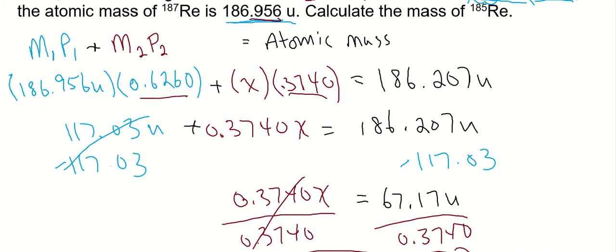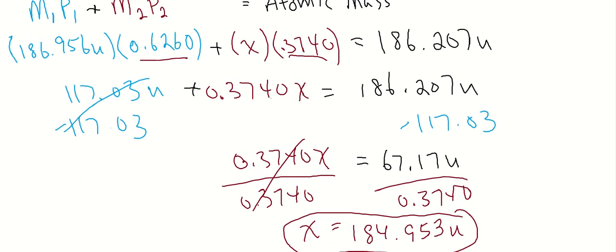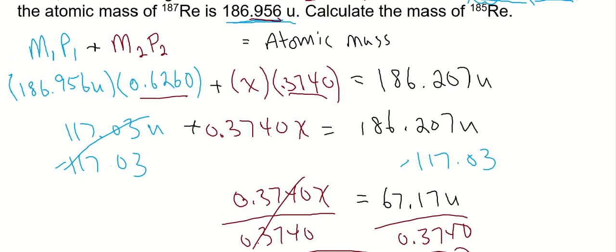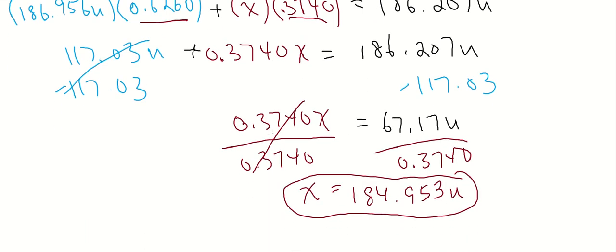So on our test, on these kinds of problems where we give you the atomic mass and we give you this stuff and we ask you to find one of these, we'll tell you to express your answer to like three decimals or six significant figures. We'll tell you that.